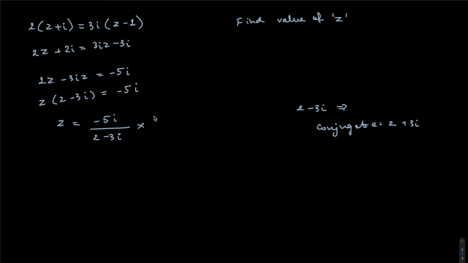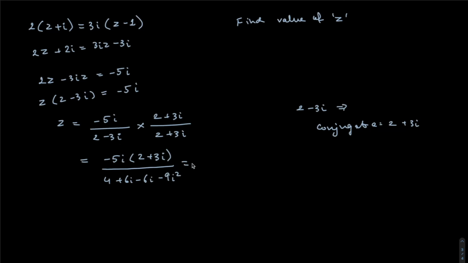So if we multiply and divide by 2 plus 3i, what do we have? We'll have something like this, right? And then the numerator will be minus 5i times 2 plus 3i, all upon this, right? Technically, I can just write the denominator as 4 plus 9, which is 13, but I'm going to show you the steps, right? So we're going to have 2 times 2 is 4. And then we'll have plus 6i. Then we'll have minus 6i, right? And then we'll have minus 9i squared.